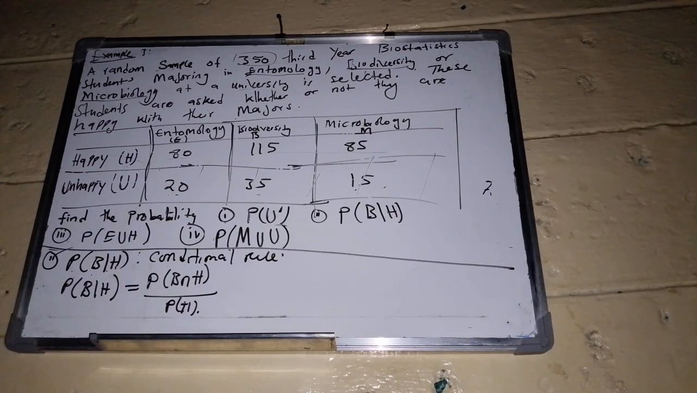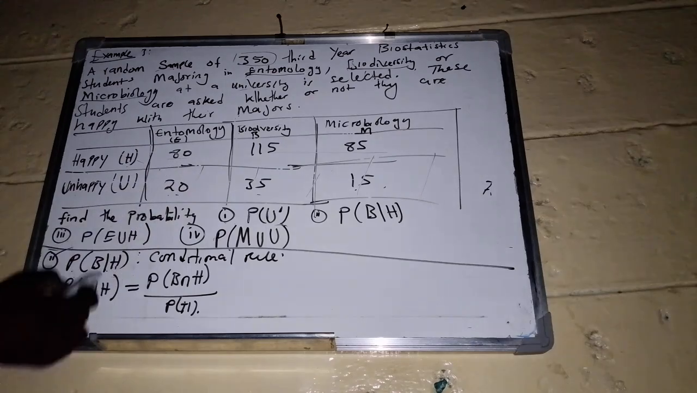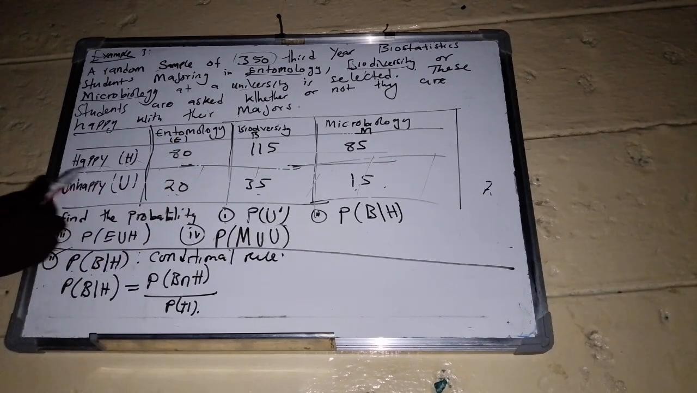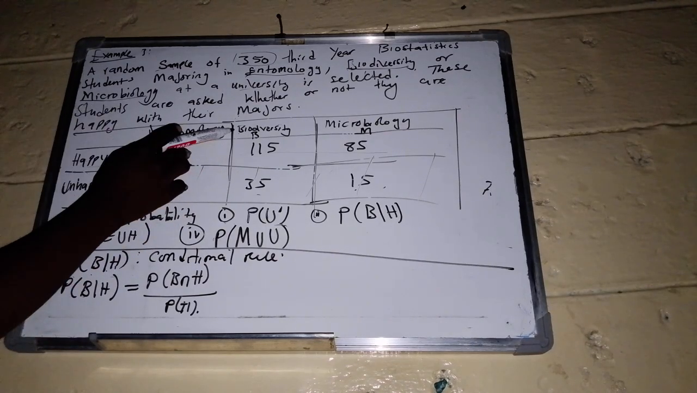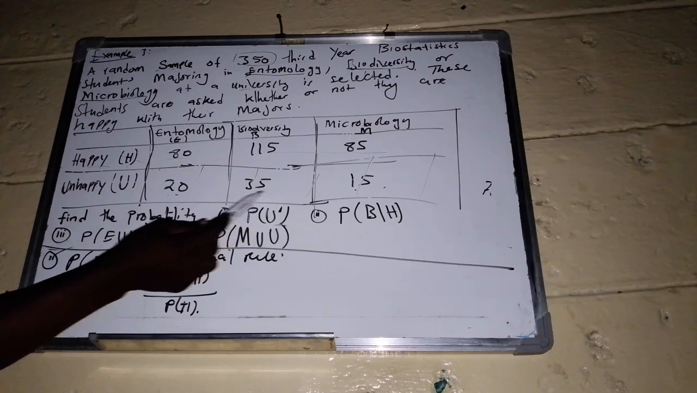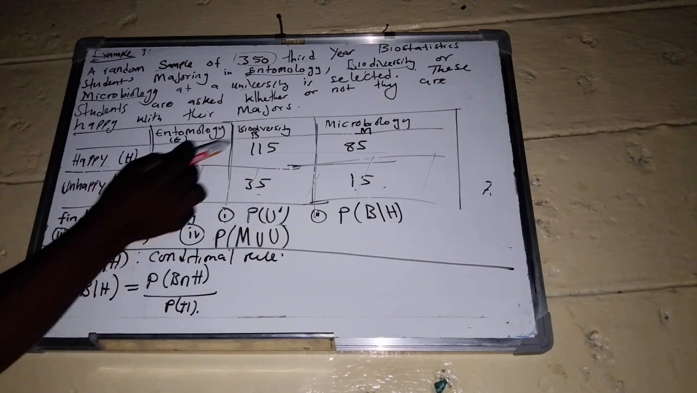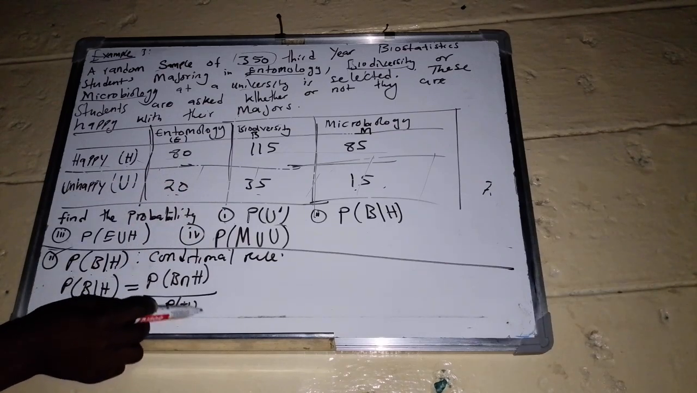So we're looking for the probability of B given H. In other words, what is the probability that a person picked at random is from the biodiversity measure, given that the same person is happy? If this person is picked from biodiversity, they can be either unhappy or happy. So what is the probability that, if this person is picked at random, they will be happy? This is what we're looking for.